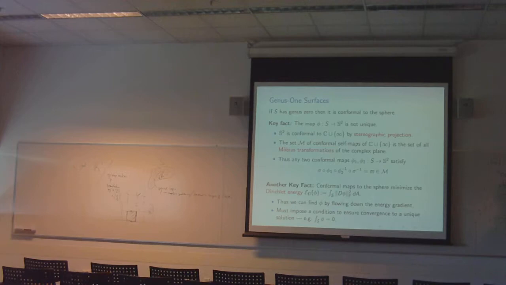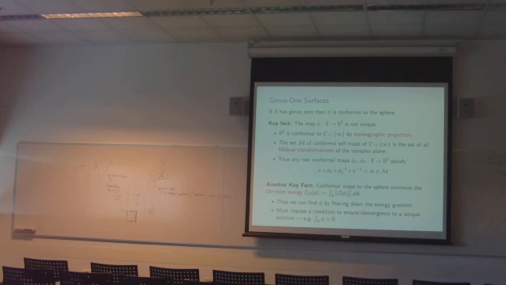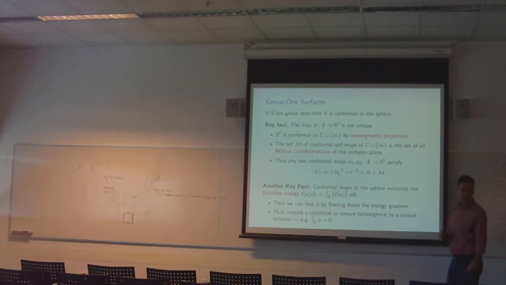Let's say two key facts. The first is the map. We can discuss how the map is not unique. So S2 is conformal to the complex plane by stereographic projection. If you work out the pullback metric of stereographic projection, you'll see that it's diagonal times a conformal factor.